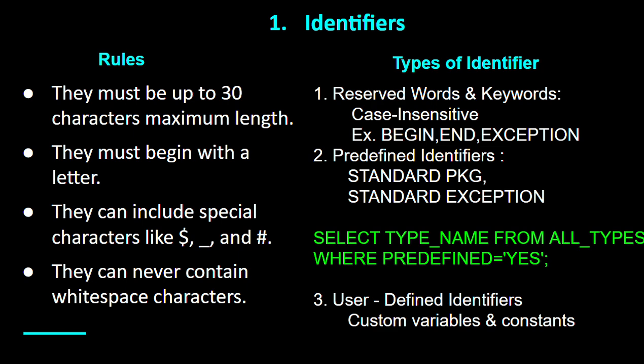Second is predefined identifiers. Identifiers globally exposed by Oracle via the system standard package, such as the standard exception invalid number. We can view the list of predefined identifiers at any time using the query given on the screen. Third is user-defined identifiers, the custom names we create for our own local variables and constants.